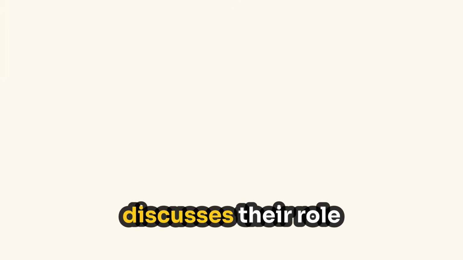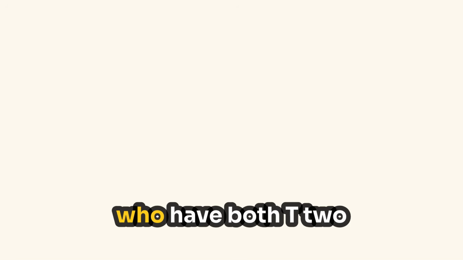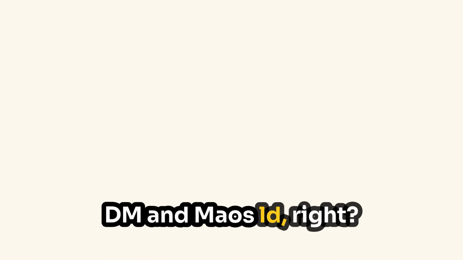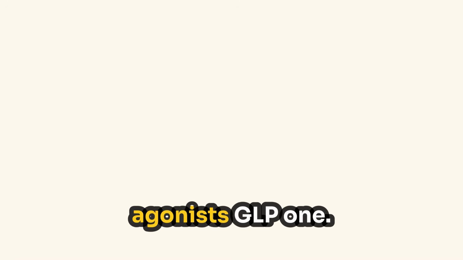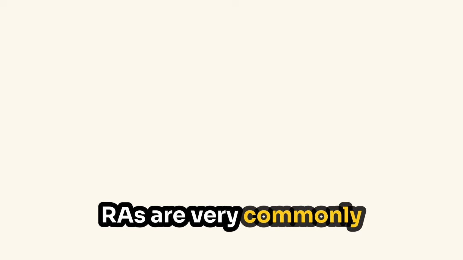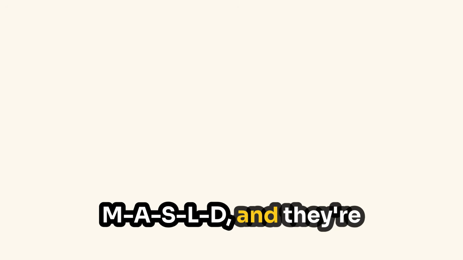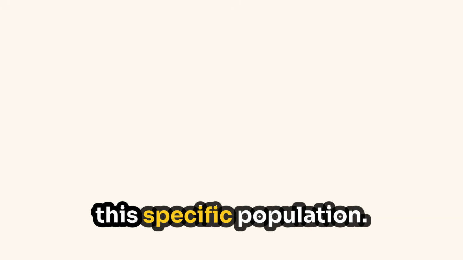Statement 11.2 discusses their role specifically in patients who have both T2DM and MASLD. Right. This is where clinical practice meets emerging evidence and guideline nuances. The consensus notes that drugs like metformin, pioglitazone, SGLT2 inhibitors, and GLP-1 receptor agonists, GLP-1RAs, are very commonly used, essentially off-label for the liver indication in patients with T2DM and MASLD. And they are considered preferred agents for managing the hyperglycemia in this specific population.